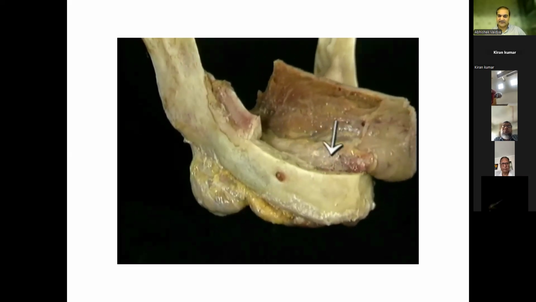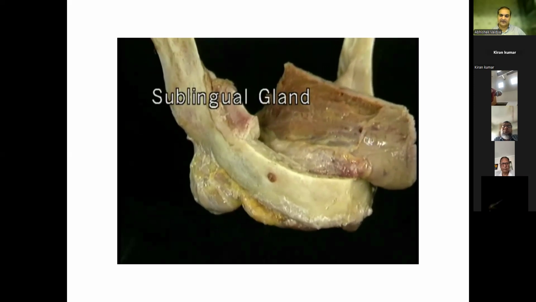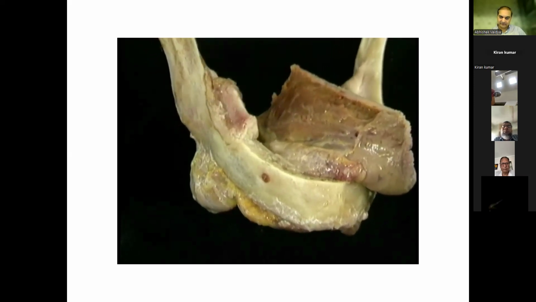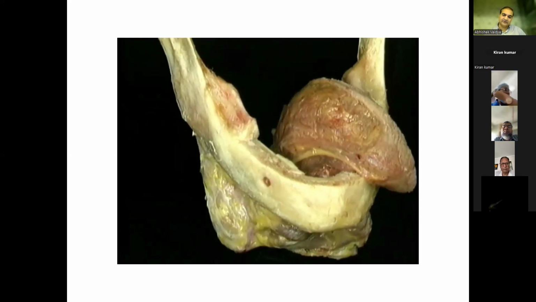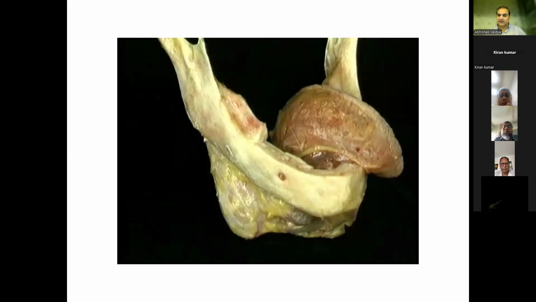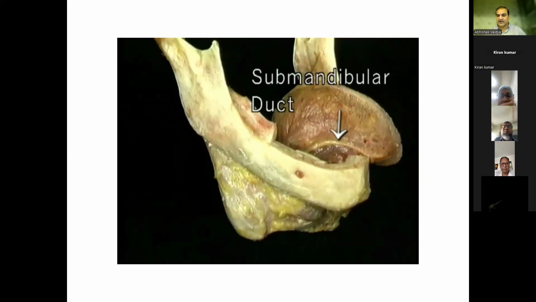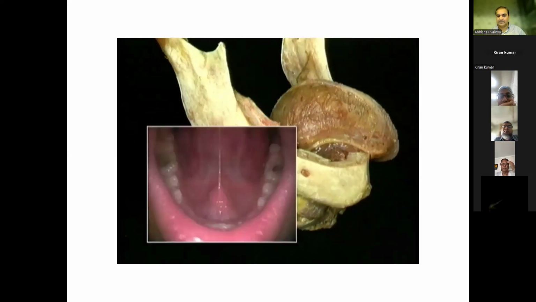And what you can see there is the sublingual gland. It's a diffuse flat gland. Let's remove the sublingual gland also. Now what can be seen coming from anteriorly is the submandibular duct. It courses anteriorly and medially to open on either side of the frenulum.